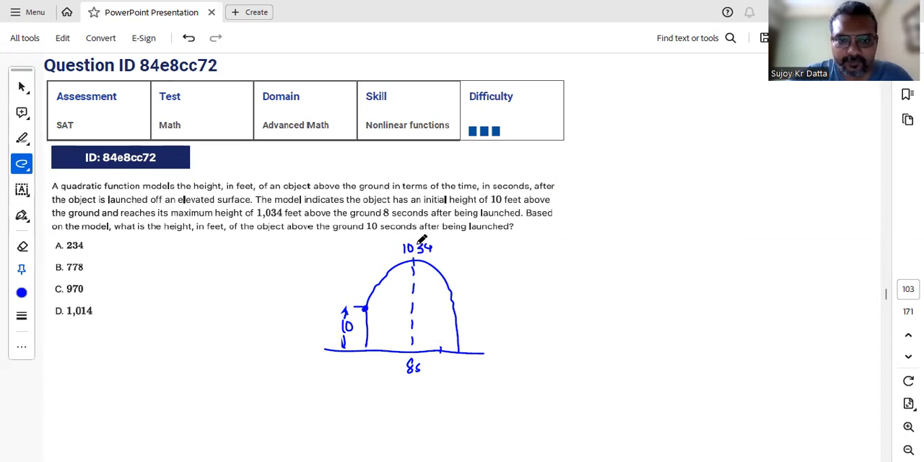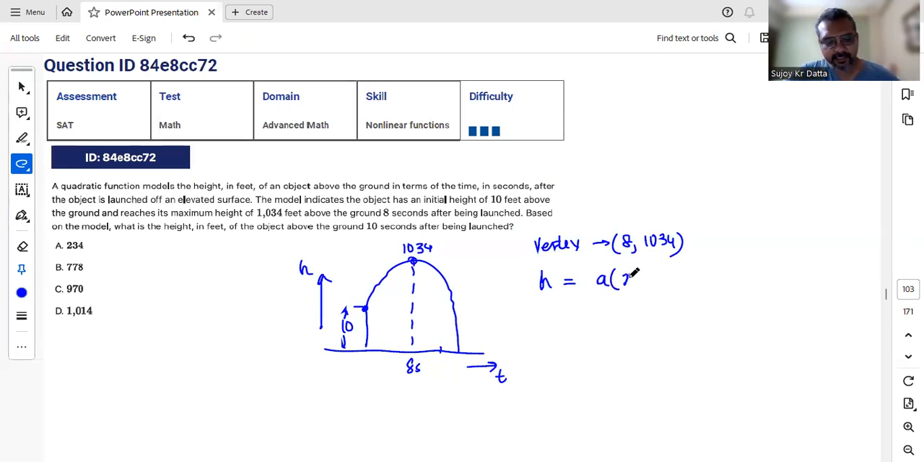How high? So we need to set up the equation for this one because it can't be done by symmetry alone. So we know the vertex is x is 8 and y is 1034. Okay, x is the time axis, this is the height axis. So that's the vertex. So your equation will be h equals a times (t minus 8) squared plus 1034. And now it says that the initial height is 10. That means at t equals 0, h is 10.